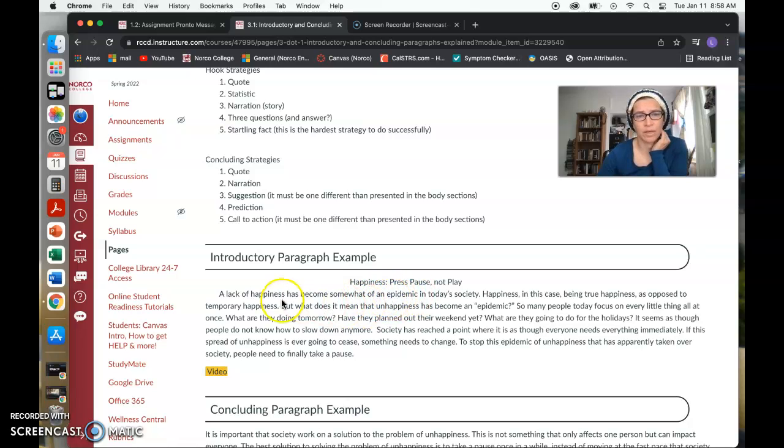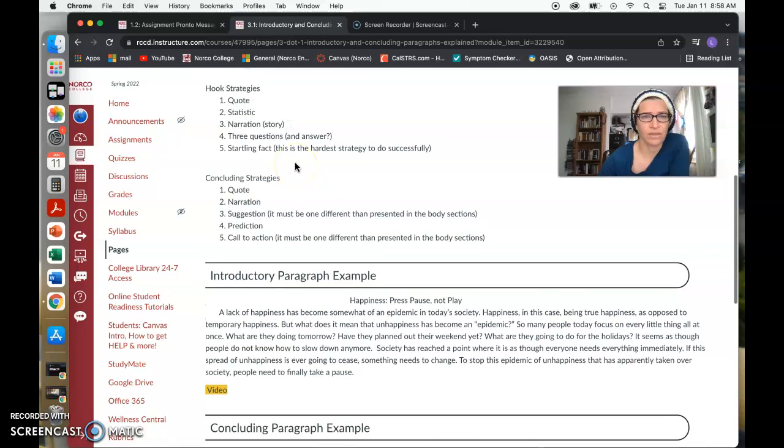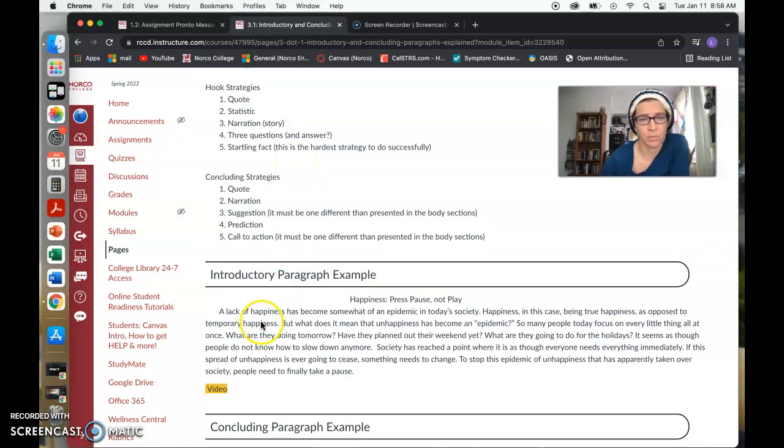Linking the word epidemic with a lack of happiness is rather interesting. Just the usage of epidemic is definitely interesting. Happiness in this case being true happiness as opposed to temporary happiness. So we slide into the general topic, which is about happiness, but it's even being narrowed a little more to say the type of happiness, which is good because happiness is a large topic. But what does it mean that unhappiness has become an epidemic, leading back to the hook, which is nice.